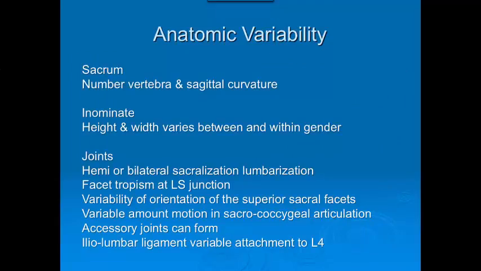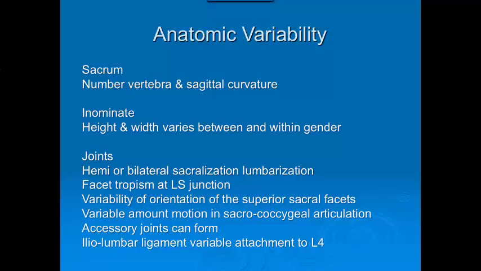When we look at the anatomic variability in and around the SI joint, we find that the sacrum consists of typically 5, but occasionally 4 and occasionally 6 vertebrae. Its sagittal curvature varies. The innominate varies in its height and its width, both between and within the genders. The number of joints related to the number of sacral vertebrae varies, either bilaterally or unilaterally, in sacralization of lumbar segments or lumbarization of sacral segments.